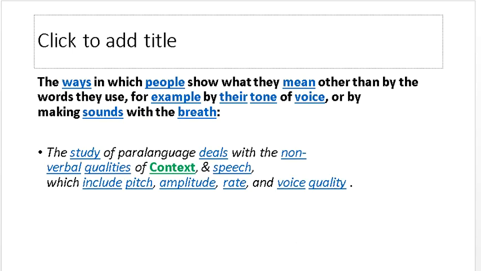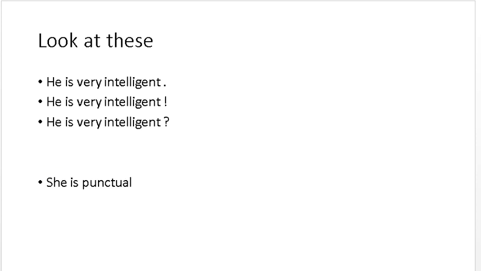We will explain it a bit more now: the way in which people show that they mean something other than the words they use. The words they use are not the prime focus, so that's why this is non-verbal communication. For example, they use their tone, their voice, their sound, their breath. The study of paralanguage deals with the non-verbal qualities. Here we are using words but our focus is not the words. Our focus is on the context and speech, and speech includes our pitch, our amplitude, rate and voice quality. Sometimes it says a lot. Let's have a look at a few examples.